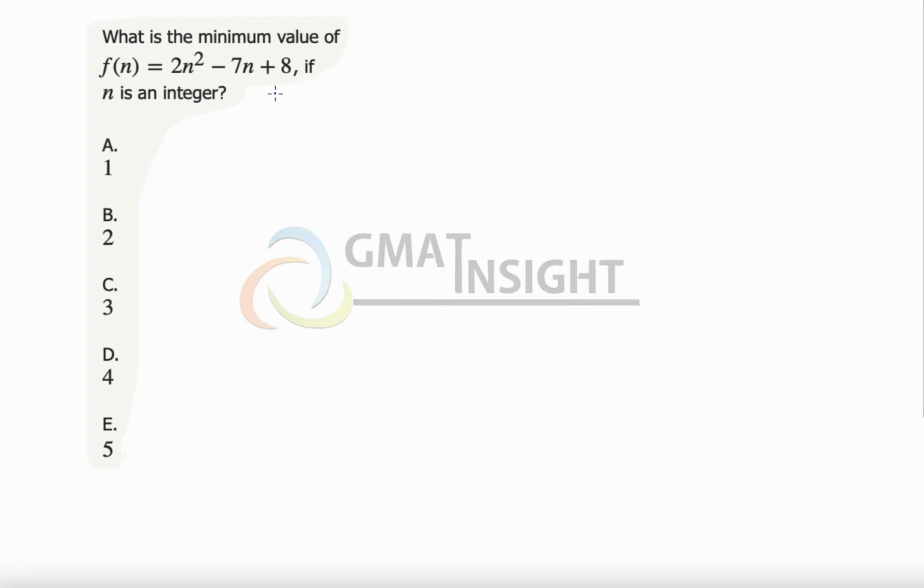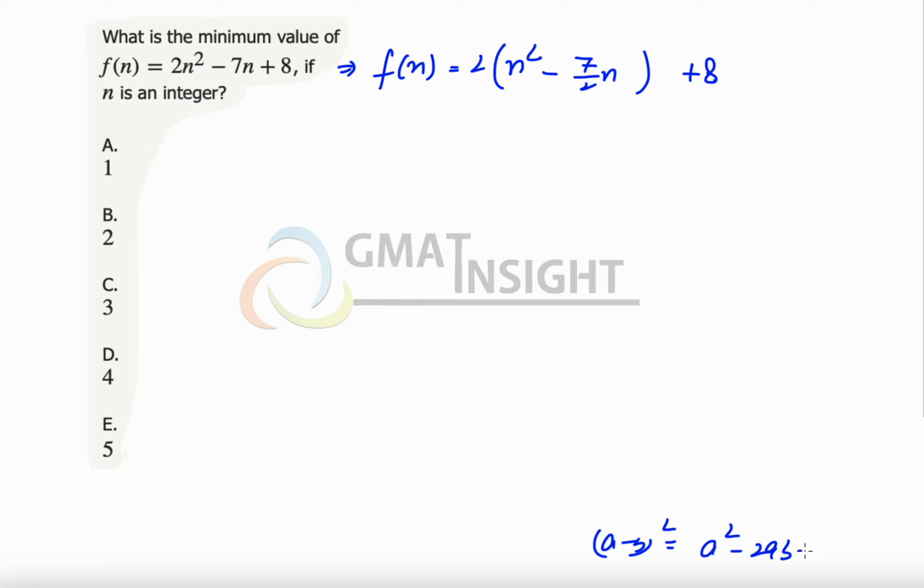If we have to minimize it, we have to reduce the biggest possible part to as small as possible. So I'm going to write f(n) as 2 taken common: n² − (7/2)n, and then plus 8. I've taken 2 common out of the first two parts. Now my job is to make it a square of something, that means convert it into an expression of the form (a − b)², so that it becomes a² − 2ab + b². I have to understand what to add and subtract here.